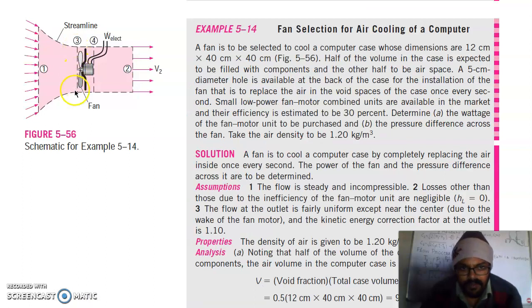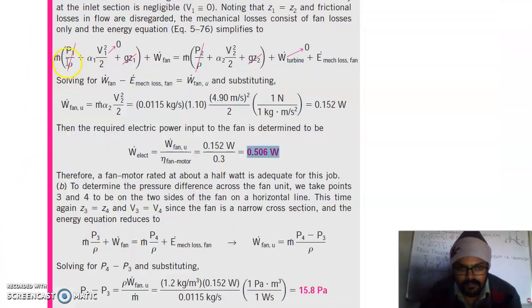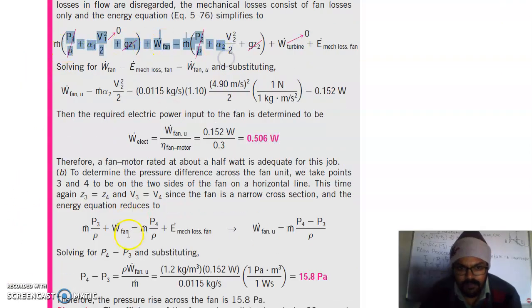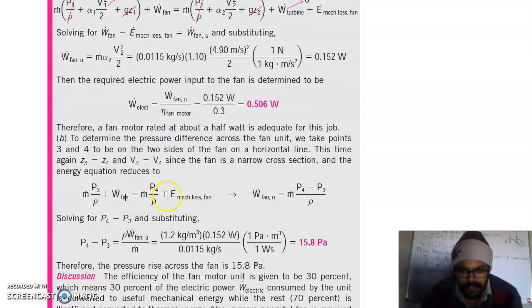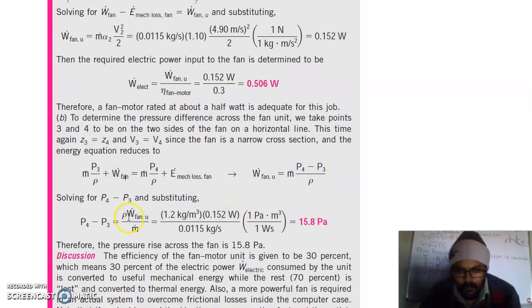We have to find pressure difference across this fan unit, means between points 3 and 4, what is the pressure difference? Write this same energy equation for 3 and 4 point. Because velocity is same, Z1 is equal to Z3 is equal to Z4, V3 is equal to V4. So this is your energy equation. On rearranging you will get work fan is equal to P4 minus P3 by density times mass rate. So P4 minus P3 is equal to power of the fan divided by mass rate times density, which is 15.8 Pascal. So therefore the pressure rise across the fan is 15.8 Pascal.